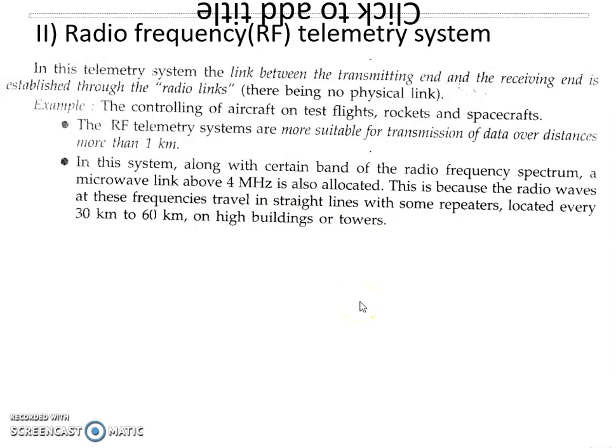As compared to the landline telemetry system, the radio frequency telemetry system is used for long distance data transmission, where the distance between two terminals is more than 1 kilometer. In this system, apart from a radio link, the data can also be transmitted through a microwave link.